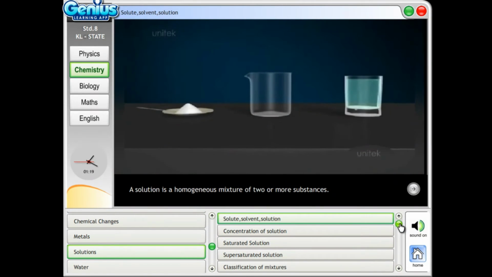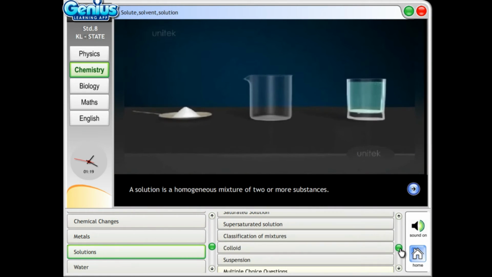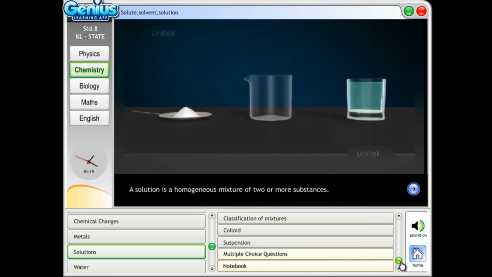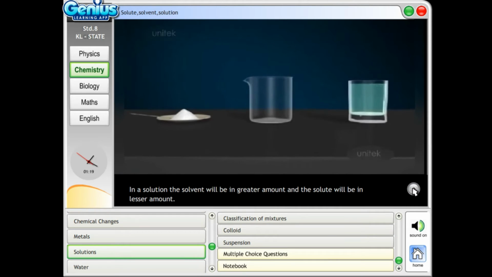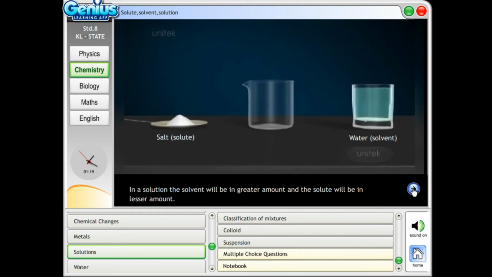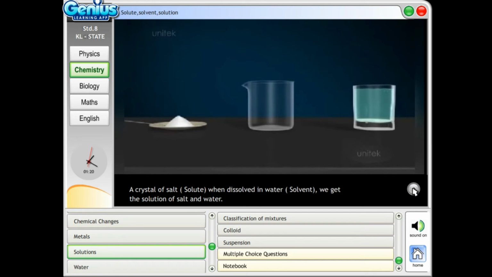What is a solution? A solution is a homogeneous mixture of two or more substances. In a solution, the solvent will be in greater amount, and the solute will be in lesser amount. A crystal of salt (solute), when dissolved in water (solvent), gives us a solution of salt and water.